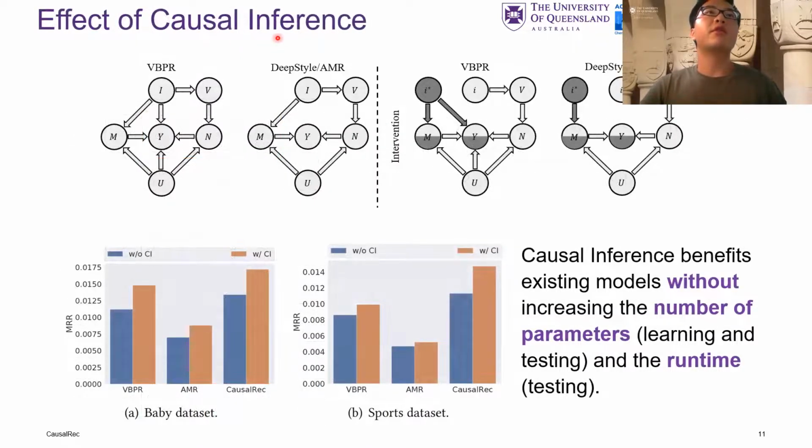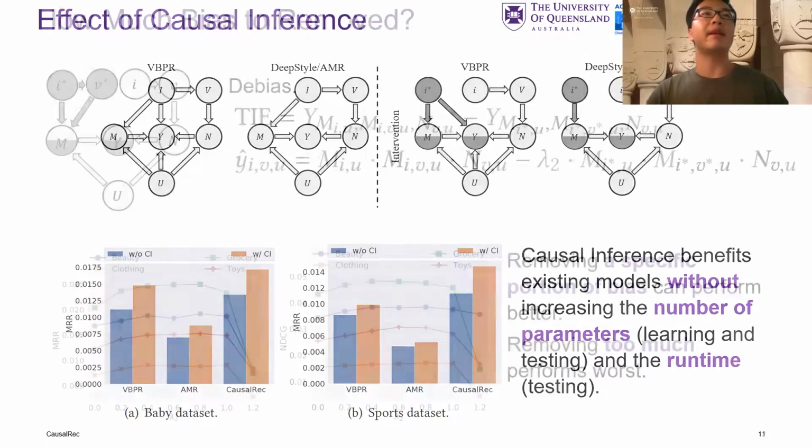And when looking into the causal inference, we add the causal inference to debias all the visually aware baseline methods, and also in our CausalRec. We can see that the blue bars, which indicate the method without the causal inference, always have lower performance. While if we add the causal inference to do the visual debiasing for this method, the performance can be improved consistently. And also using the causal inference will not increase the number of parameters or the runtime of the testing.